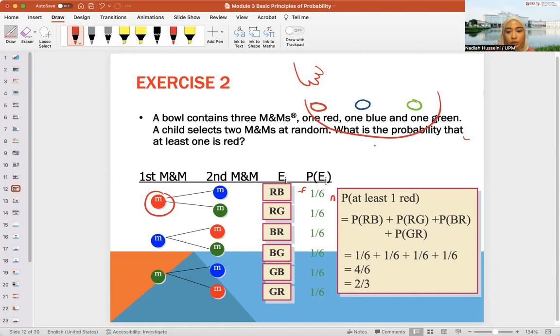So now it's asking you, what is the probability of getting at least one red? So this one is yes, yes, yes, and yes. So you have 1/6 plus 1/6 plus 1/6 plus 1/6. You have 4 times. So it becomes 4/6 or 2/3. Because of the question, at least one red, the order doesn't really matter.